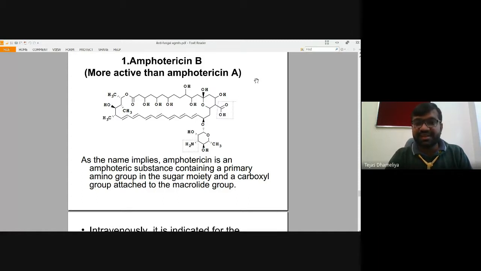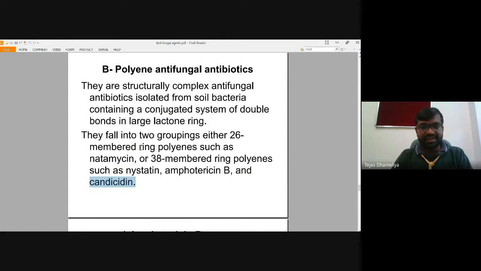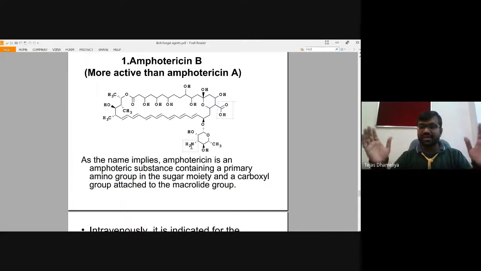In amphotericin B, there is a carboxylic acid functional group. You can see how many double bonds? 1, 2, 3, 4, 5, 6, 7 double bonds. So it is heptaene. Somewhere here it was written heptaene antibiotic. So it possesses a total of 7 double bonds, and the carboxylic group is attached to the macrolide ring as well.